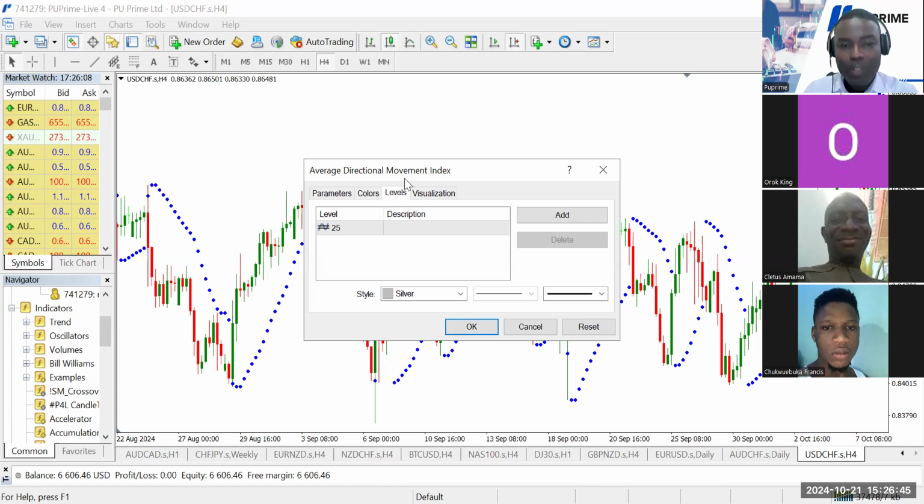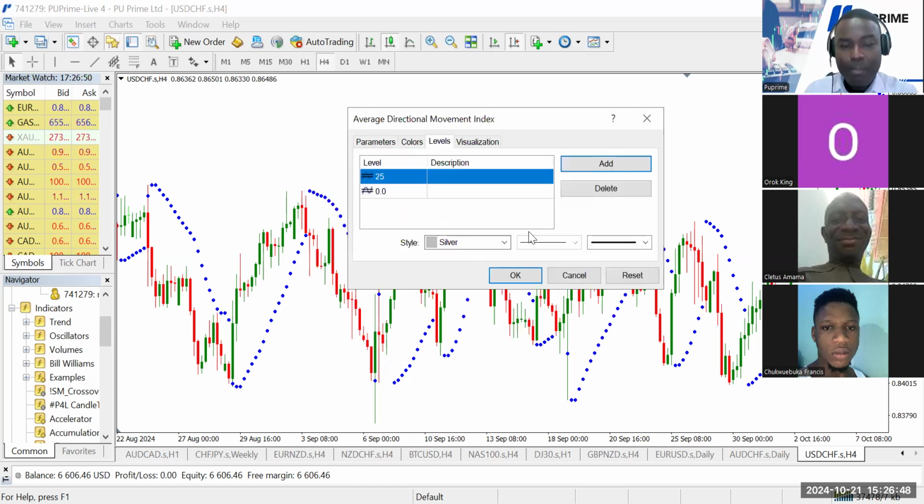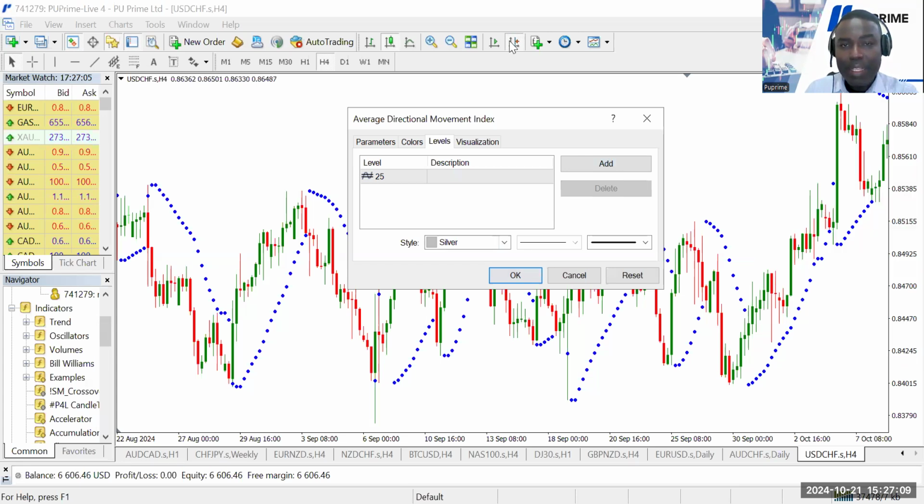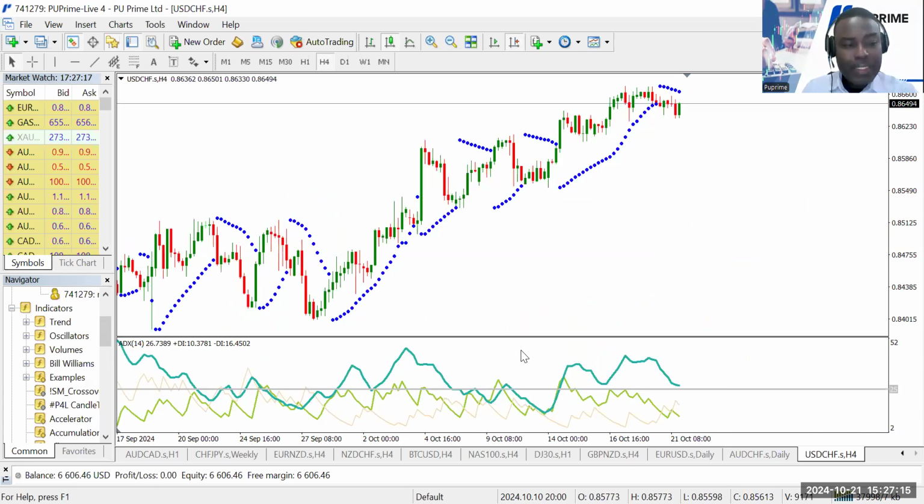The part of the ADX that helps you to know if the market is volatile enough is this area called the level. By default, there's not going to be any figure in this level section. You need to add 25 to it. So when you add 25 to it, you click OK. What this means is that anytime the ADX is above 25, the market is volatile enough for us to take a trade. Like I said, the ADX is not going to tell you the direction. It's not going to tell you whether it's a buy or a sell. It's just telling you there's enough volatility for you to take a trade.